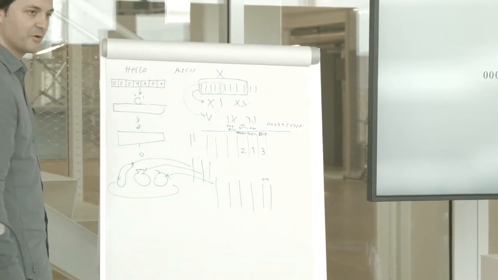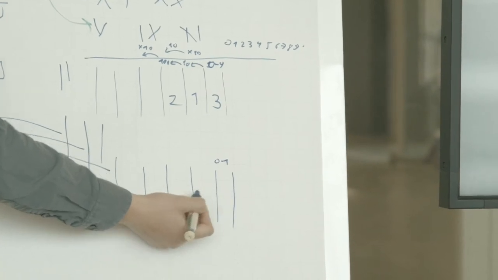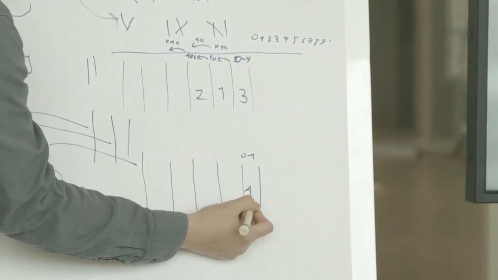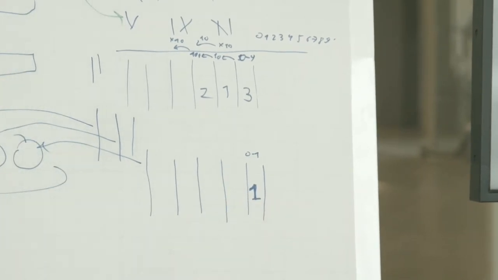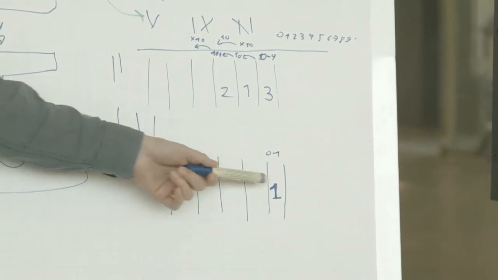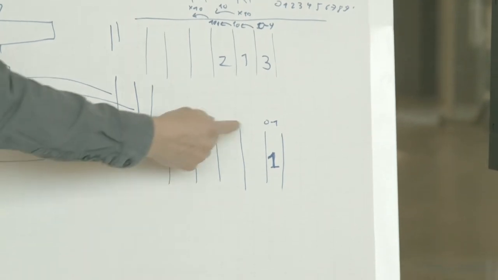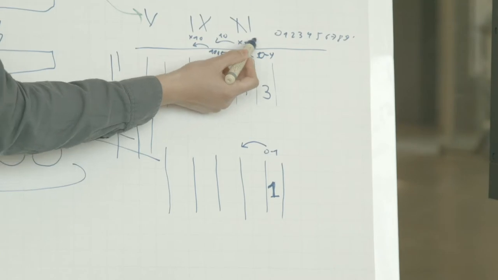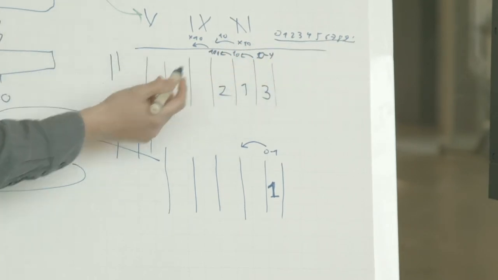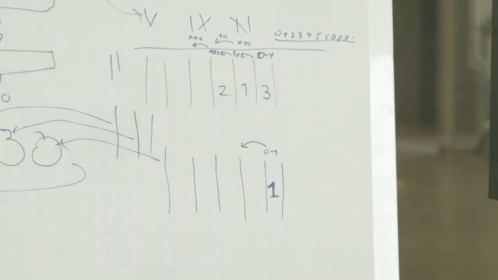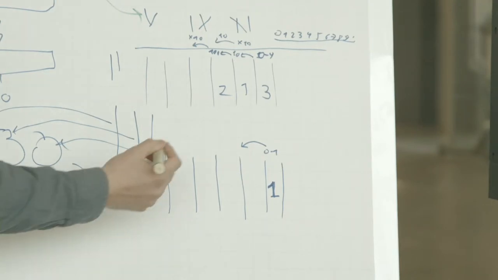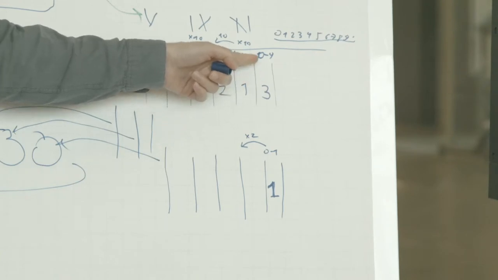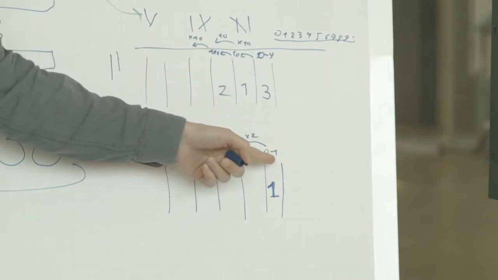So if I have 0 things, I will write 0 here. If I have 1 thing, I will write 1. So 1 is the same. If I have 2 things, I cannot represent it here. I need to go to the next level. The next level goes by multiplying this level by, if this was 10 symbols multiplied by 10, then this will be multiplied by 2. This is 2's place. This was 1's place, 10's place, 100's place. This is 1's place, 2's place.